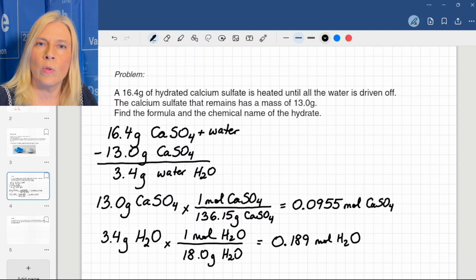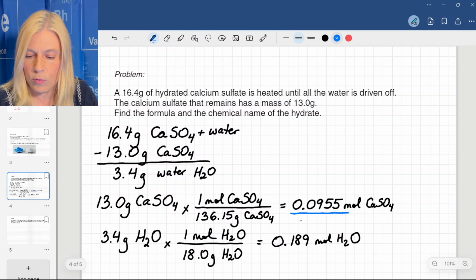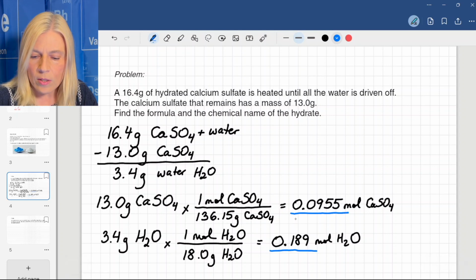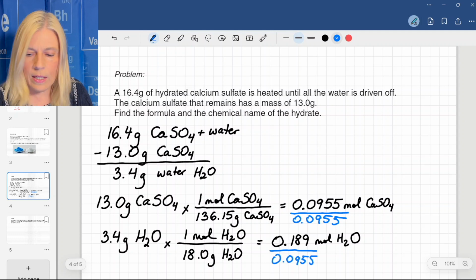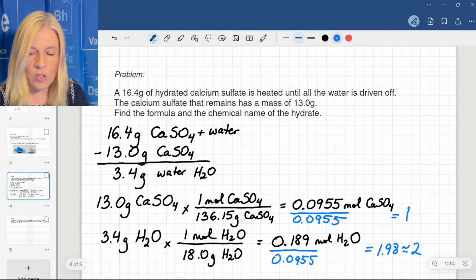We do have a mole-to-mole ratio, but they are not whole numbers. So I'm going to do the second step in a different color. We're going to divide by the smallest number. Remember, these are mole-to-mole ratios. I can do the same thing with both, and the ratio stays the same. So I'm going to divide by my smallest number, 0.0955 here. And right here, this will be 1. And this, when you plug it in the calculator, you get 1.98, which is about 2, which is great.